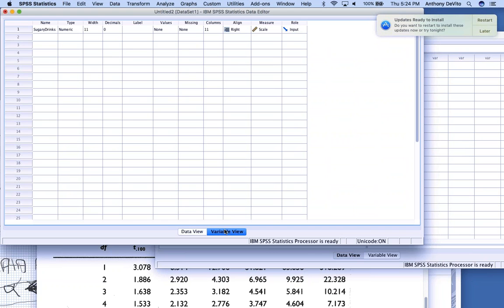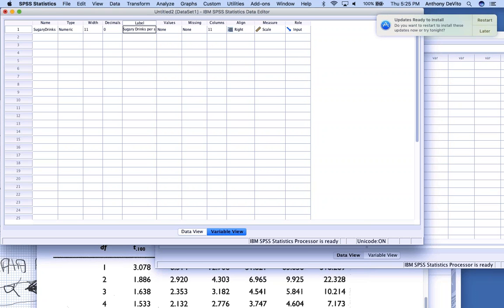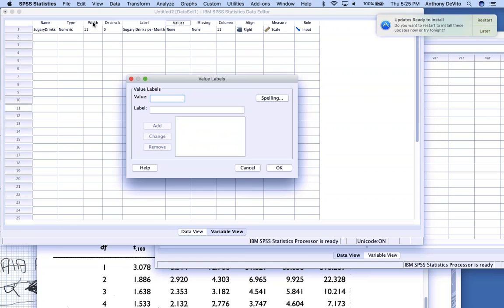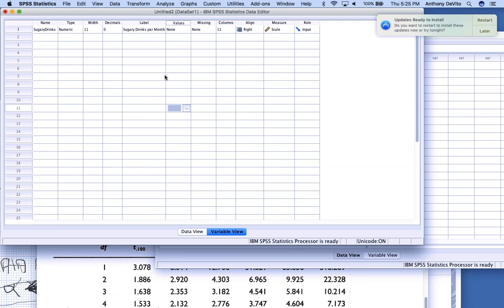If I want, I can go into the variable view, and for sugary drinks, I can go into the label and make it a little more descriptive: sugary drinks per month. So now, whenever it makes a table or something like that, rather than use that name with no space, which might be abbreviated or look weird, it'll use the label description on the tables and graphs and so on and so forth. And then you can also alter some other stuff. I won't go into that right now.